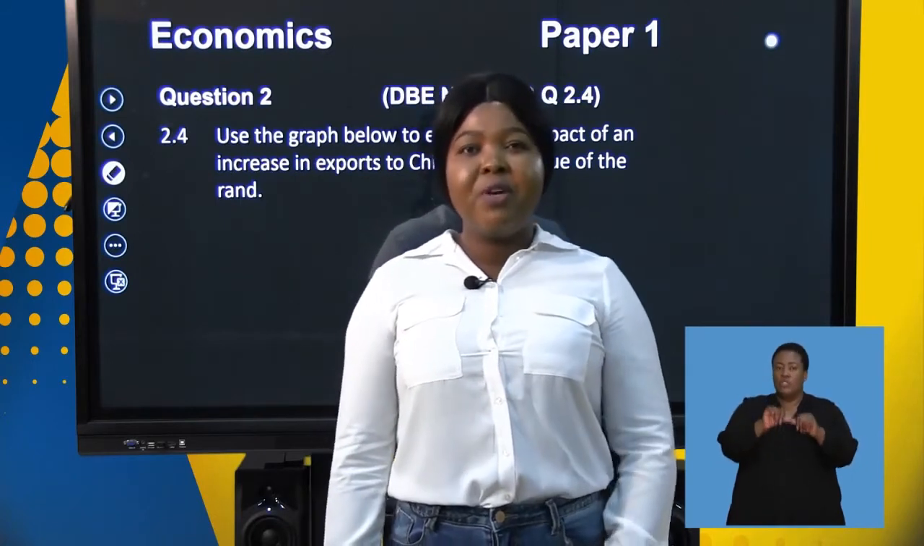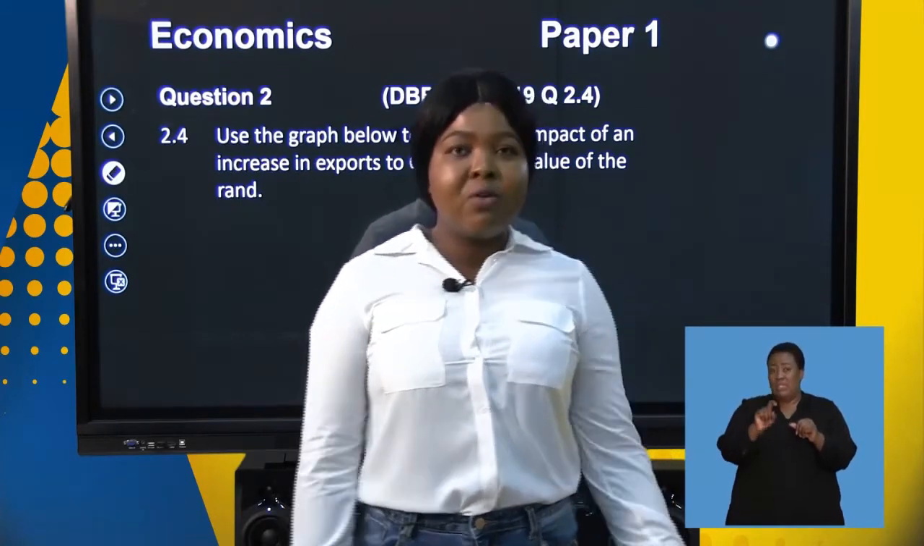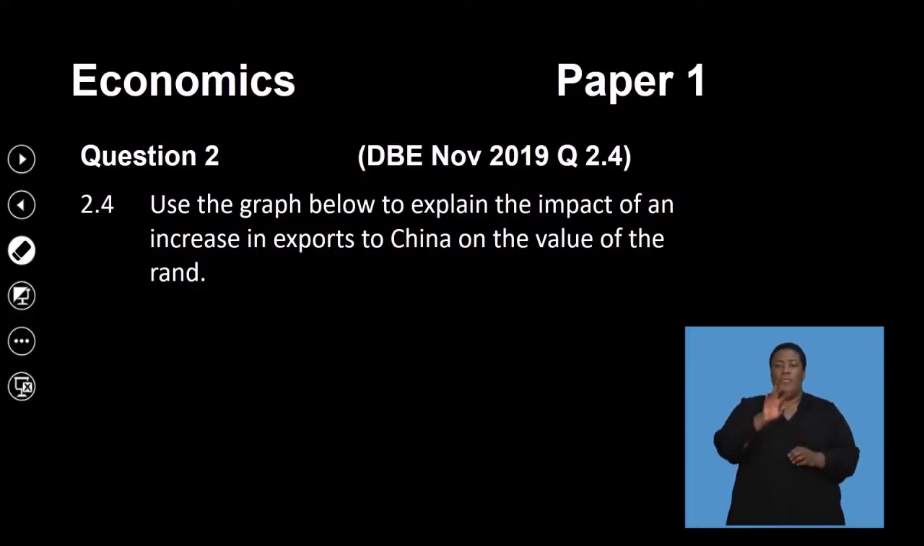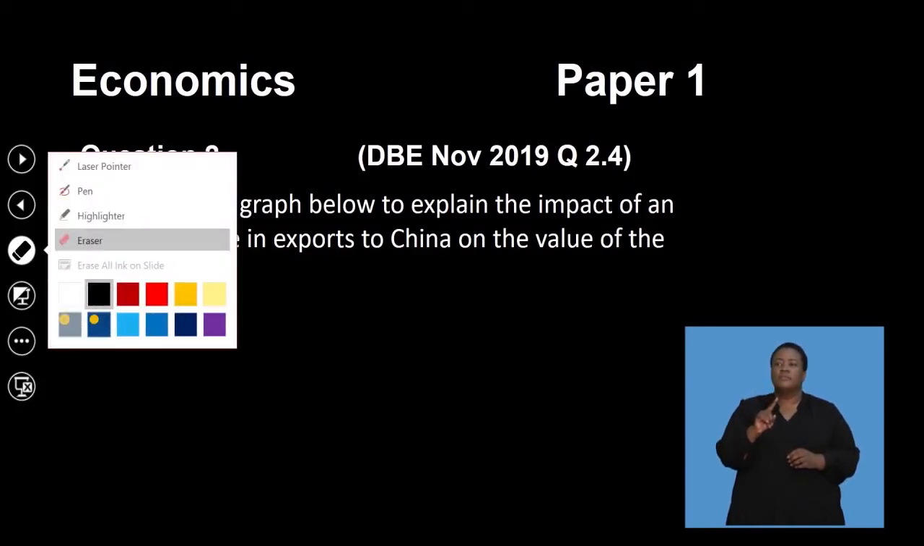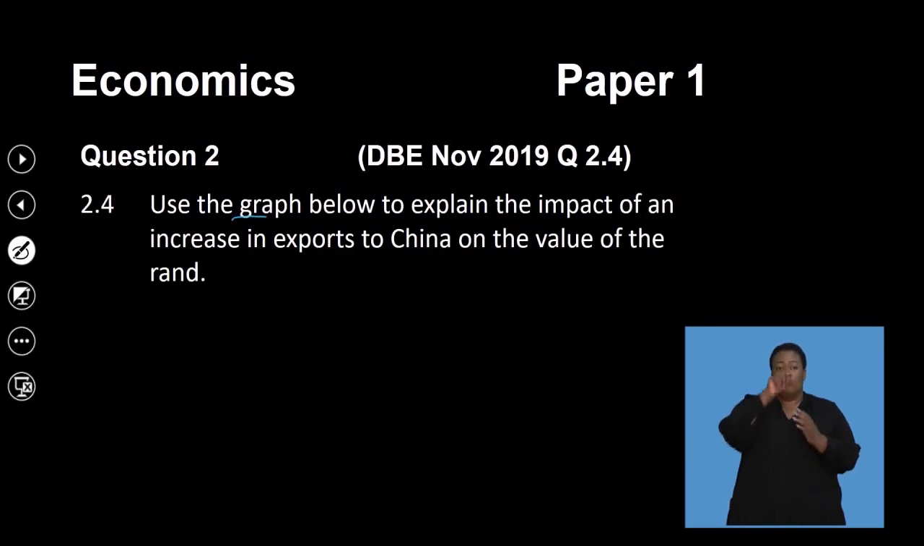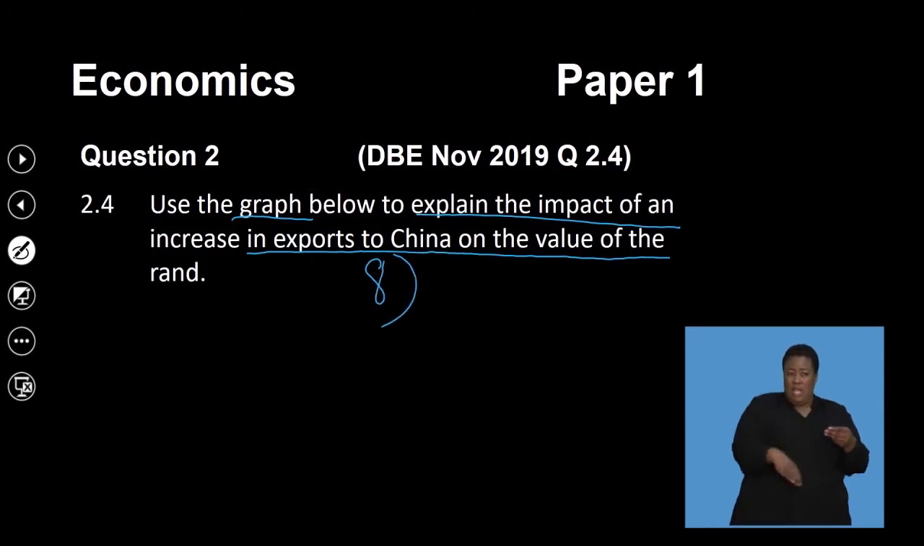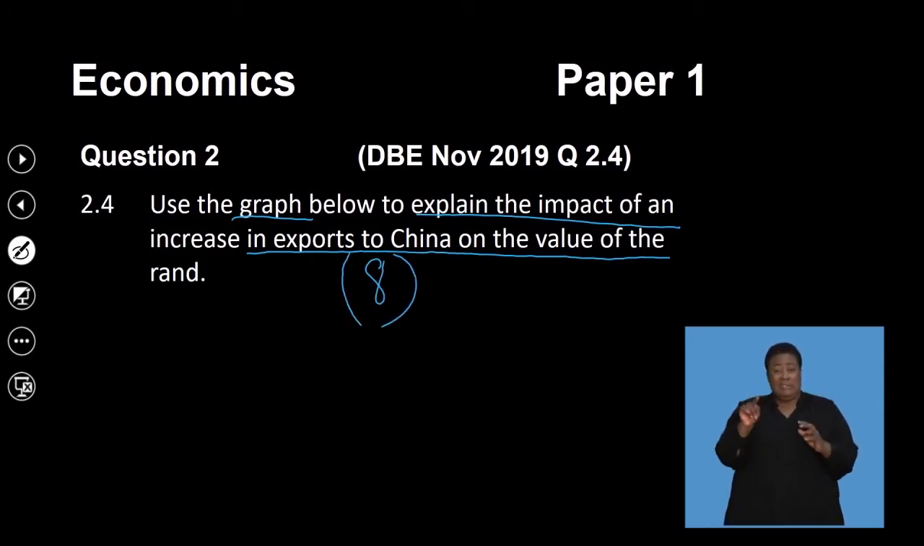So now let's move on, boys and girls, and look at a typical 8-mark question that you can expect to find in the exam. We have got our 2.4 here, which says, use the graph below to explain the impact of an increase in exports to China on the value of the rand. Like I said, typically this is an 8-mark question, so you need to be very thorough.